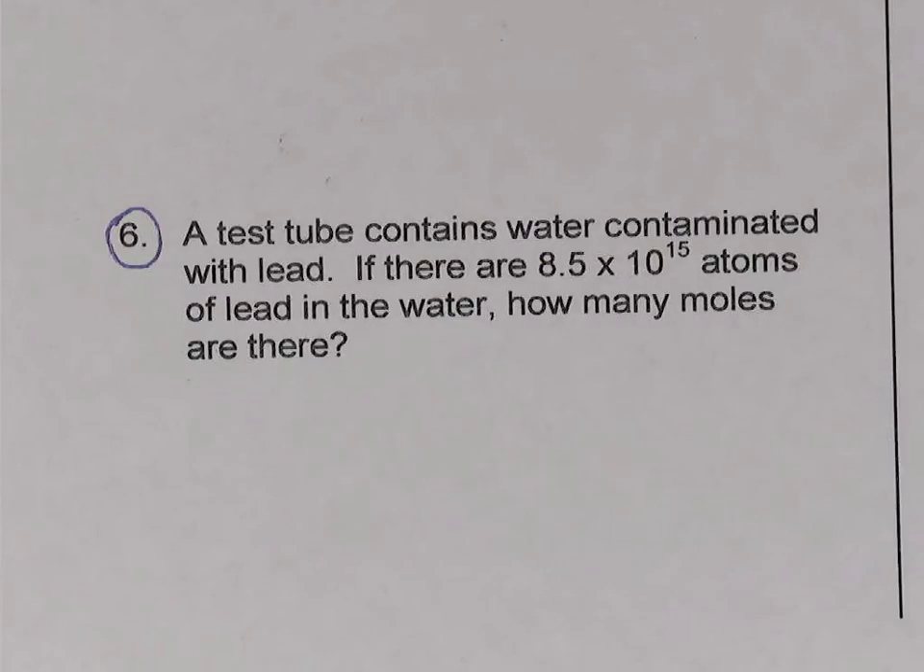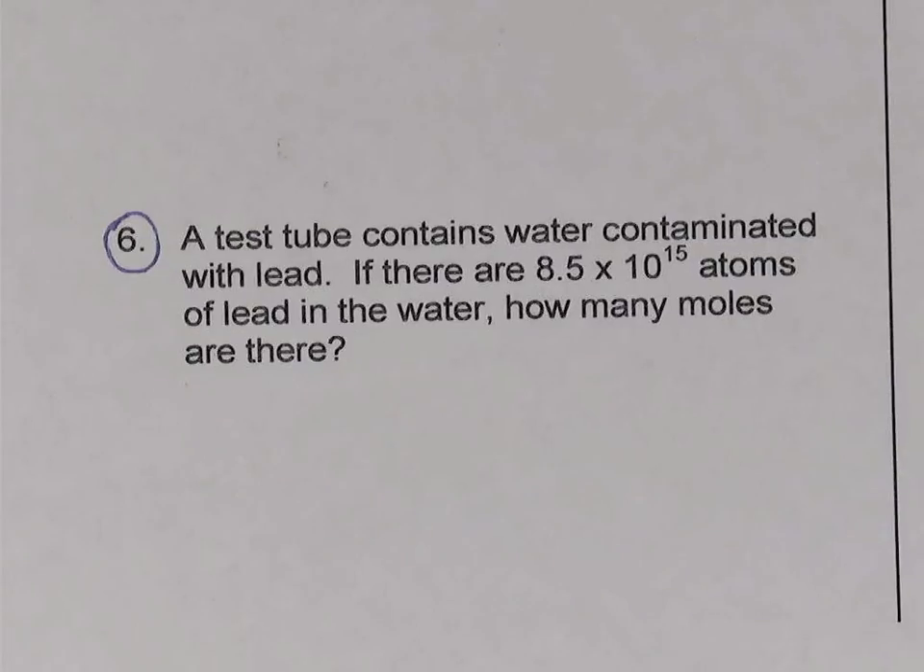In fact, 10 to the 23, Avogadro's number, and 10 to the 15, this number, the difference between those would be 10 to the power of 8, right? From 15 to 23, so 10 to the power of 8. So I'm going to get an answer close to 10 to the power of negative 8, something like that. So there's some mental math. Let's jump in and solve it.